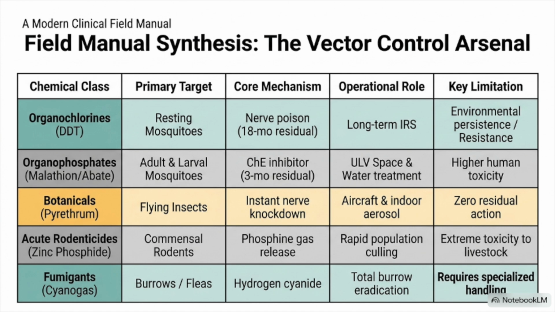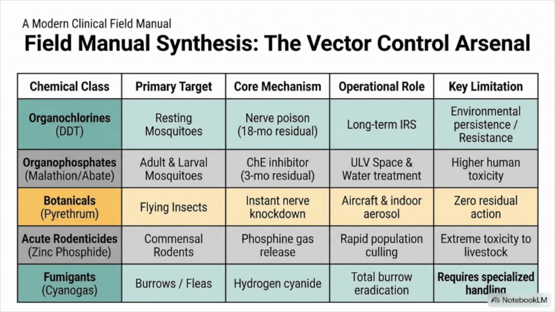Bringing this all together, the field manual synthesis of the vector control arsenal shows us the complete picture. Organochlorines like DDT target resting mosquitoes through nerve poisoning, offering long-term indoor residual spraying but limited by environmental persistence and resistance. Organophosphates like Malathion and abate target adult and larval mosquitoes through cholinesterase inhibition, used in ultra-low volume space spraying and water treatment but limited by higher human toxicity.